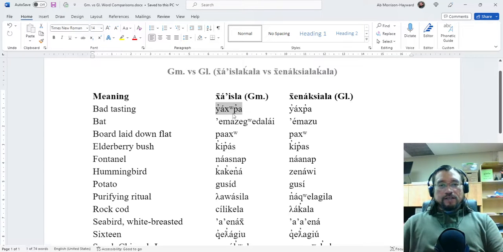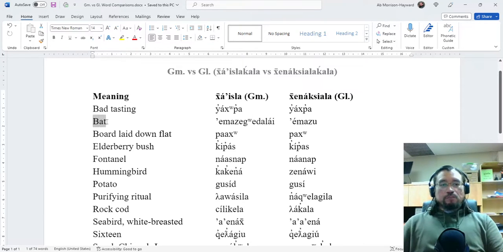In xaisla, it's yachpa. And in xenaksiala, it's yachpa. So the only difference between them is this little raised W. So this is a rounded X. So I'm going yachpa. This is a regular X. There's no rounded form. You don't round your lips when you say it. It just sounds like h. So it's yachpa.